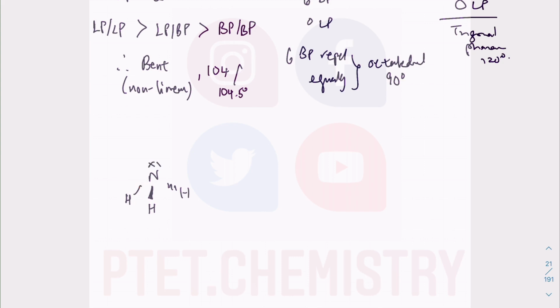Okay, so it's got a lone pair there because nitrogen is in group 15. So it's used 1, 2, and 3 for bonding. It's still got another 2 electrons there. Okay, so there will be 3 bond pairs and 1 lone pair.